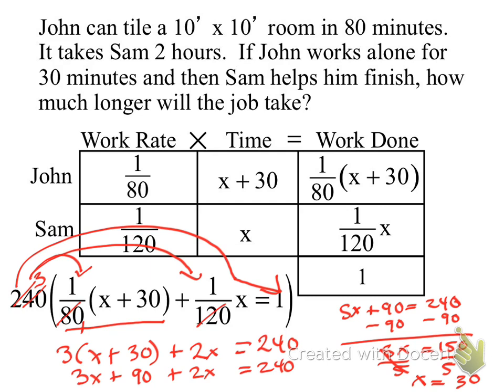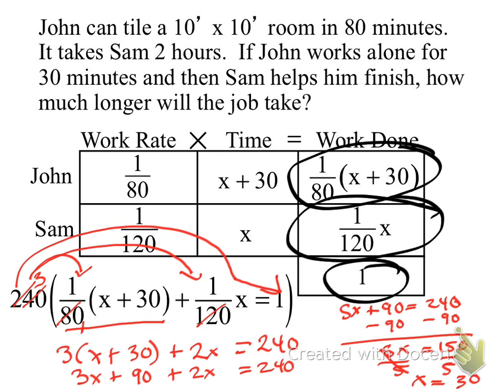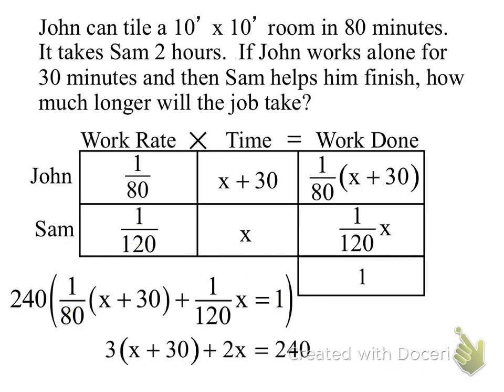How long will it take if John works alone 30 minutes, then Sam helps him finish? How much longer will the job take? 30 more minutes. Okay. Yes, David. Because it's one complete job. John's work rate plus Sam's work rate equals one complete job. Okay? Are you guys okay with that? Okay.